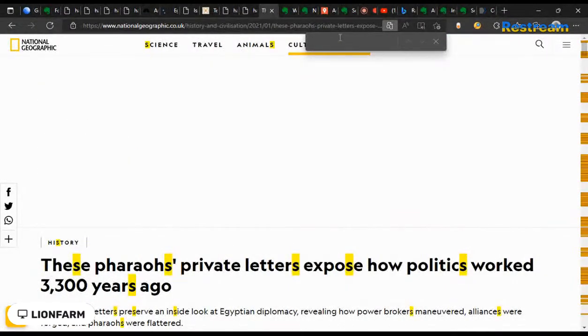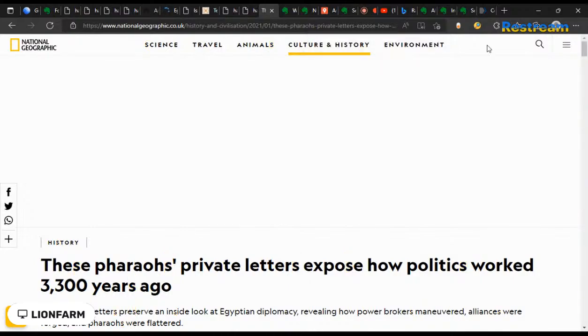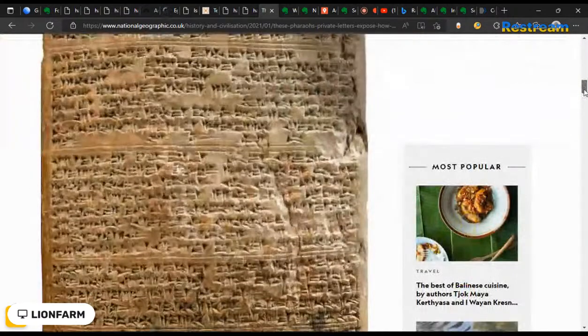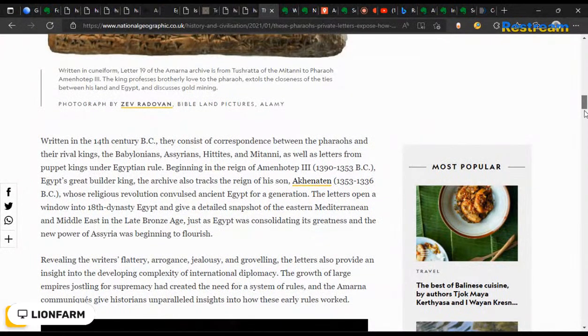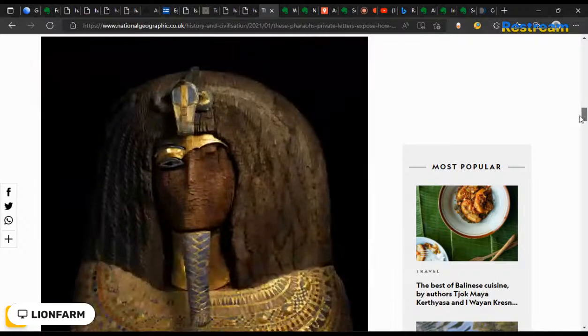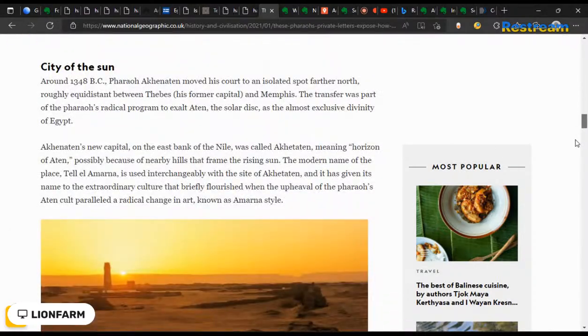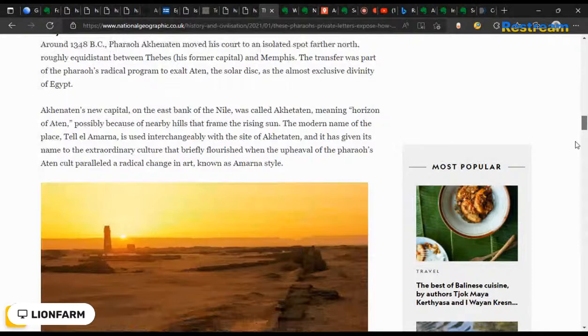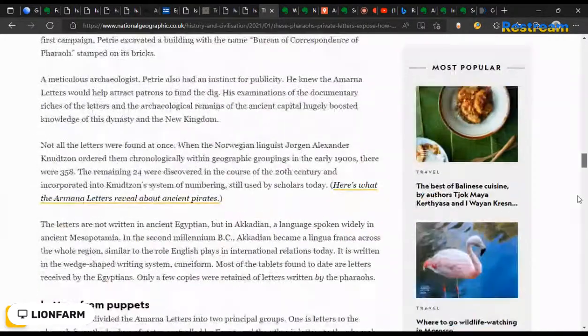Let me scroll on this. So this one was just talking about the language, what they were speaking, and who was talking to each other, right? The writings of the 14th century consist of all these nations: Babylonians, Assyrians, Hittites, Mitanni, and everything. They wrote to each other, but they were writing in Akkadian. So it's important to understand that language was basically a lingua franca at that time. It was a language that everyone was speaking. And remember, this is going to be the New Kingdom dynasty.